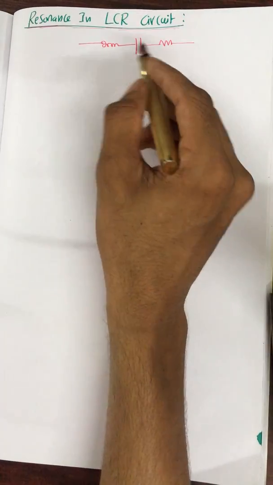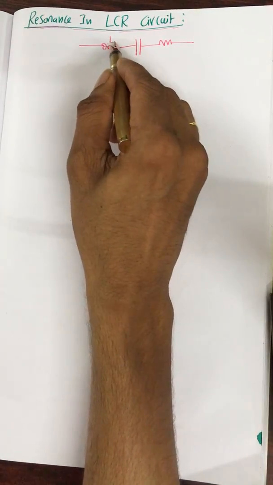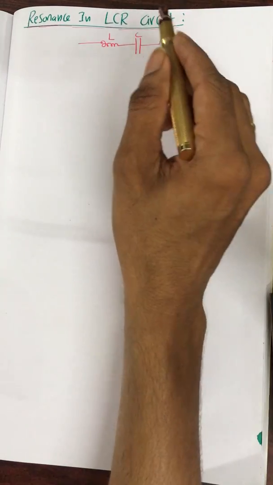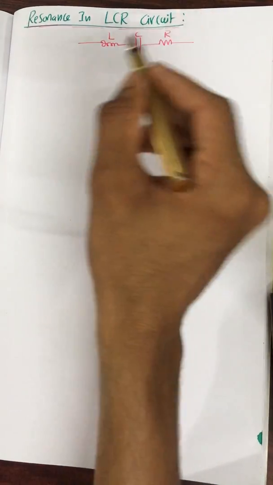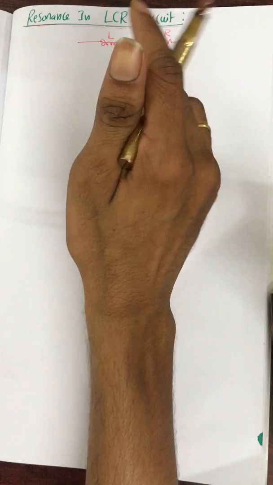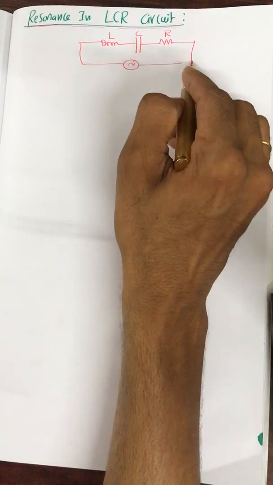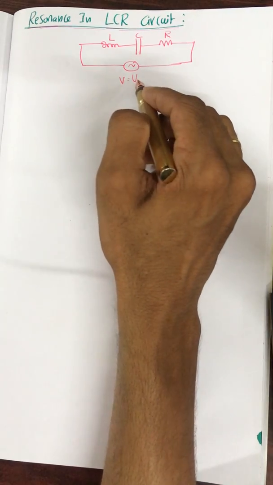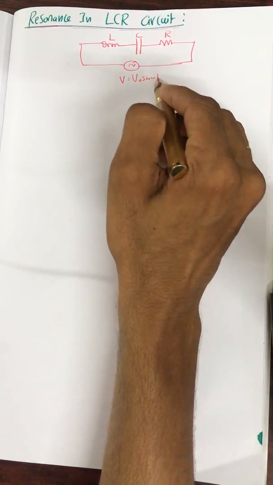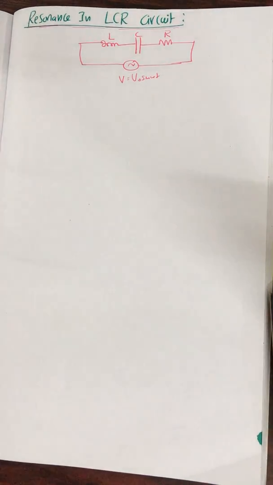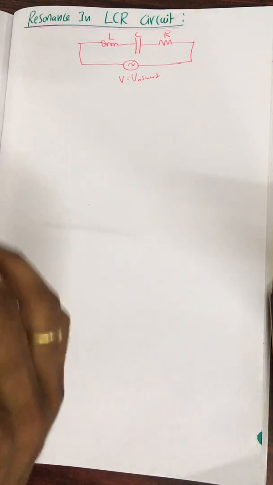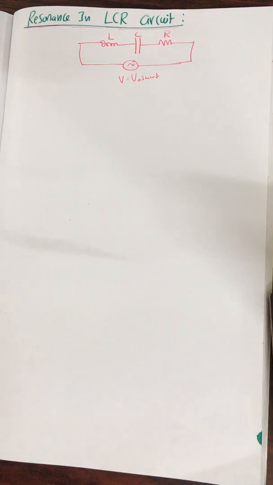So this is a series LCR. Inductance is L, capacitance is C, and the resistance is R. This series of three is connected across an AC generator, which will produce a voltage V naught sine omega t. Okay. Now I have to talk on the resonance in LCR circuit.